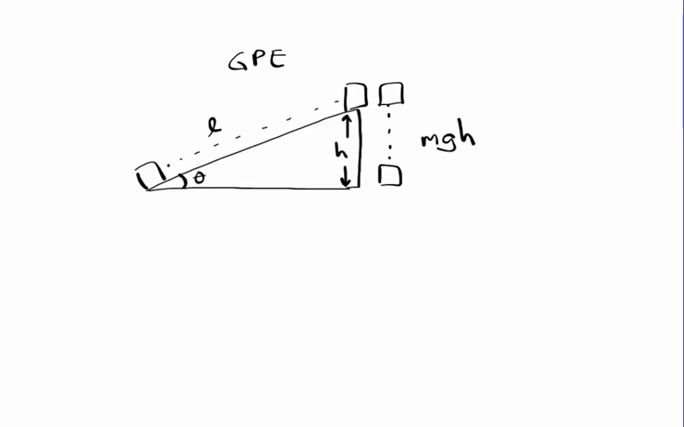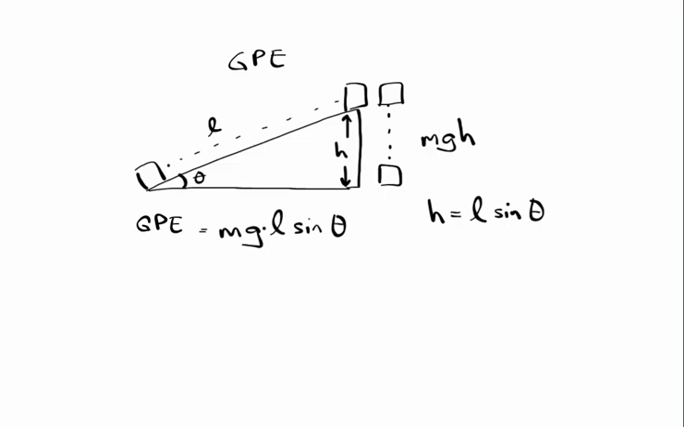So let's say I have this ramp and it has a certain length and it's elevated at a particular angle. The amount of height that that object is lifted to would depend on the length of the ramp and that angle. If I did the trig here, the height is equal to the length of the ramp times the sine of that angle. So my expression would look like this.